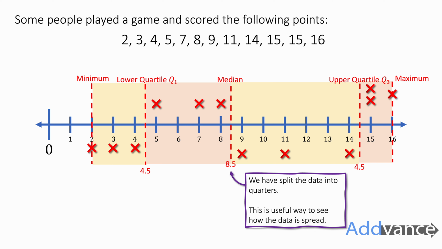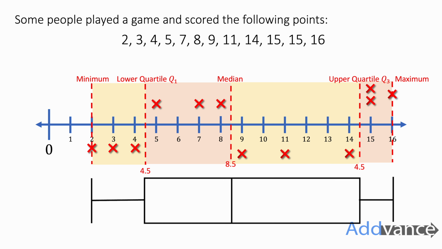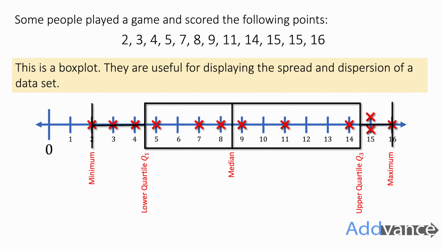And this is how box plots work. These are the key parts of the box plots. So the minimum data point, the lower quartile, the median, the upper quartile, and the maximum. And this is a box plot here. You will always see box plots have this shape, where you've got the box in the middle and the 2 whiskers either side. Box plots are useful for displaying the spread and dispersion of a data set.